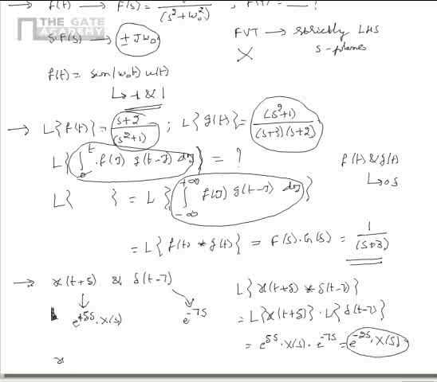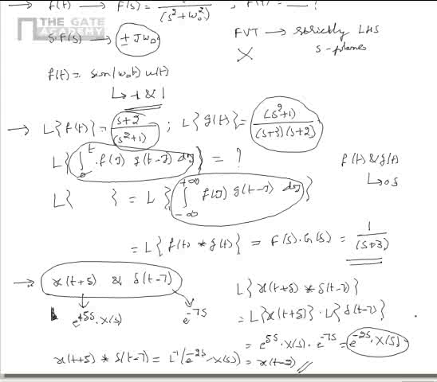So the required result, x of t plus 5 convolved with delta of t minus 7, is equal to L inverse of e power minus 2s multiplied by x of s. This is equal to x of t minus 2. So this is the required result, which is the convolution of x of t plus 5 and delta of t minus 7.